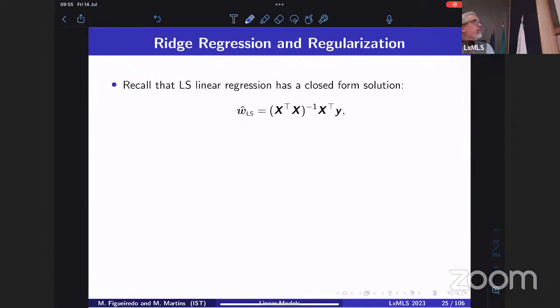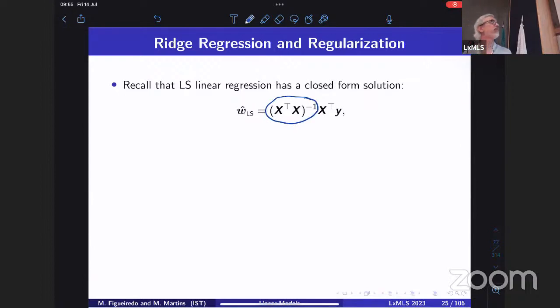Now, ridge regression is something that was invented in the 50s to solve the following problem. Remember that this was linear regression that we had. We had the closed form solution. And this closed form solution, as you see, requires computing this matrix inversion.